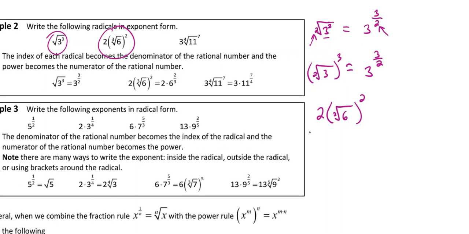So this 2 out front is still just going to stay out front. So that's going to be 2 times 6 to the power of 2 over 3. Yeah, same thing. This is why some of you guys were having trouble finding the 4th root button or the 5th root button and all that kind of stuff.